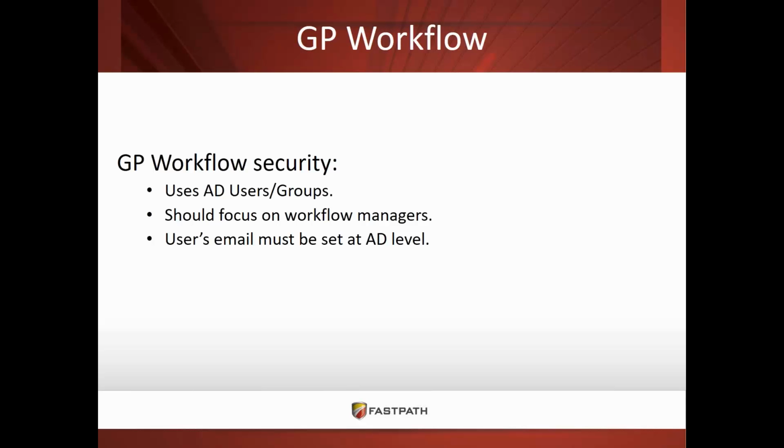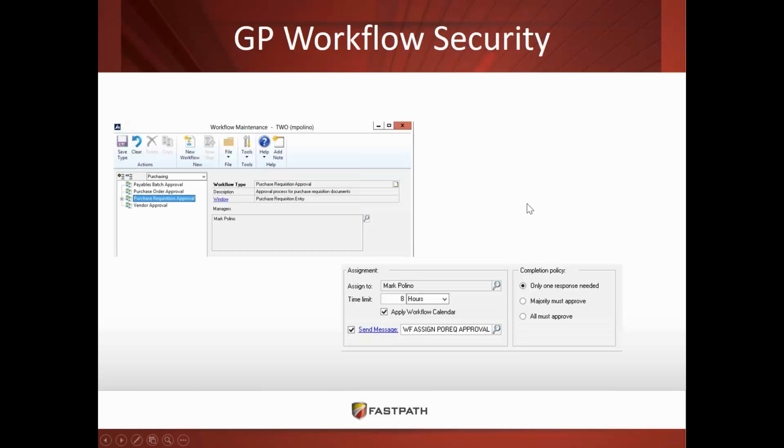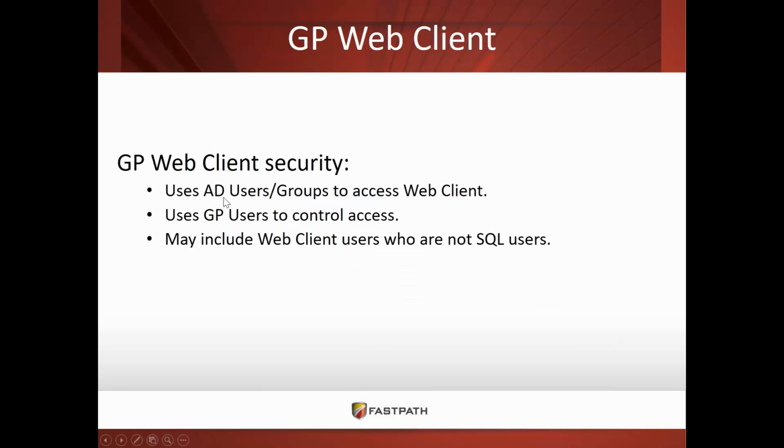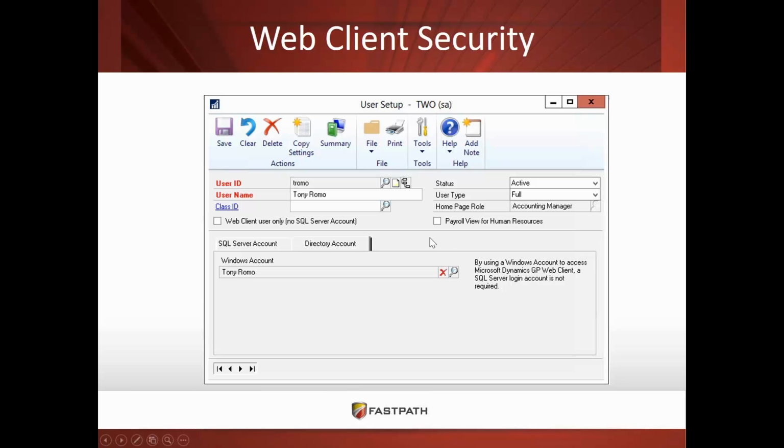GP workflow security uses Active Directory. You need to set their email at the Active Directory level, and managers are going to have the right to actually do this. So this is just an example of GP workflow security. And then web client security, you can use AD to access web client. And then you can have users that are not SQL users, they're just web client only users. However, those users cannot access GP from the traditional window. So for example, if you set up a user that's web client only, they're not going to have access to GP classic client, the regular client.